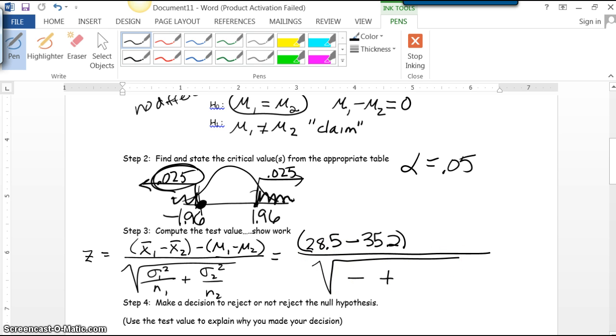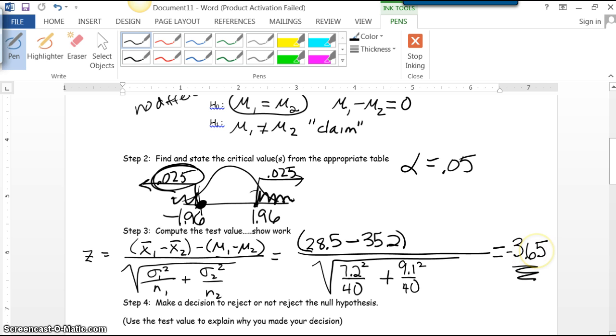The standard deviations. The first standard deviation for the first city is 7.2. You're going to square that. Then you're going to divide it by your sample size. The other standard deviation was 9.1. You're going to square that, divide it by the sample size. You'll add those two results together and then take the square root of it. Maybe a little tricky to get it in your calculator, but when I do, I'm getting negative 3.65. That's my test value, negative 3.65.